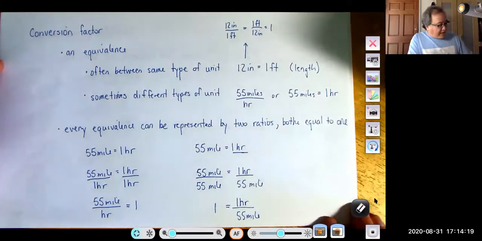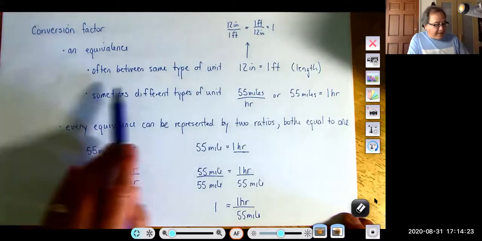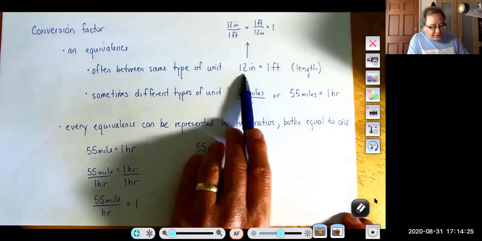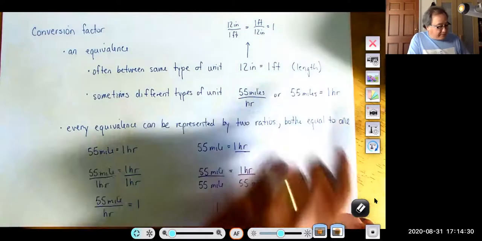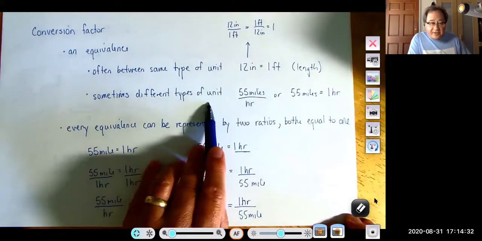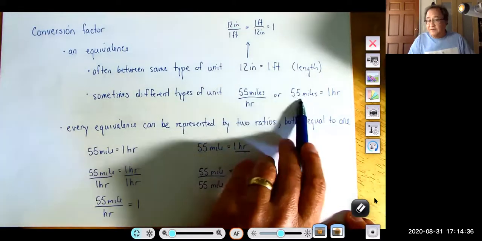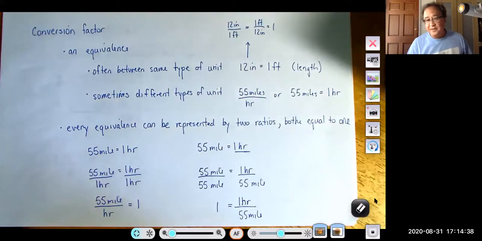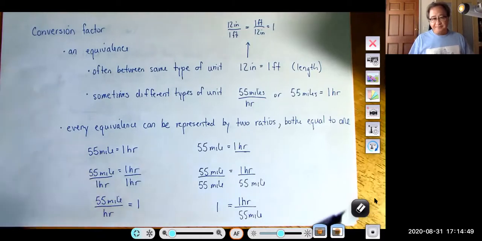So, conversion factor. A conversion factor is an equivalence. It's often between the same type of unit. So 12 inches is equal to 1 foot. They're both length. Sometimes they're different types of units. So this is a conversion factor, 55 miles per hour, or we're saying 55 miles equals 1 hour. That is to say that in 1 hour you travel 55 miles, or in 55 miles, 1 hour of time will have passed.